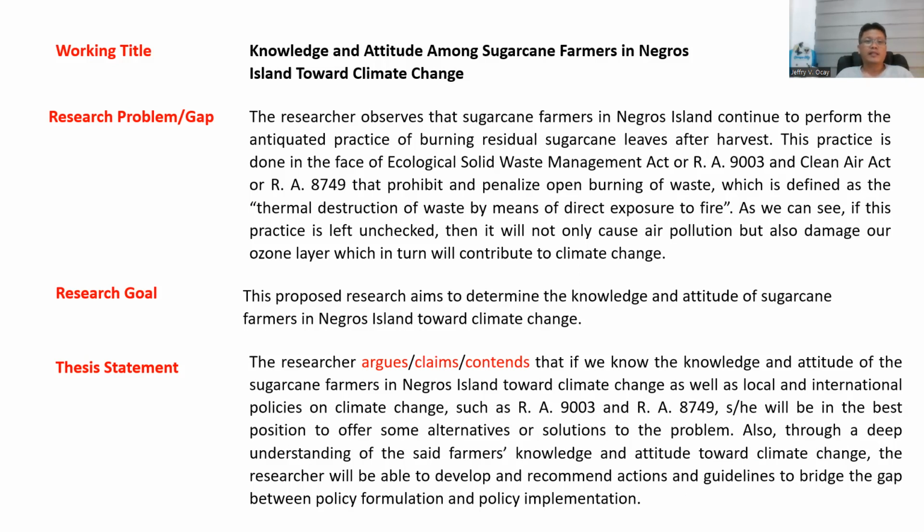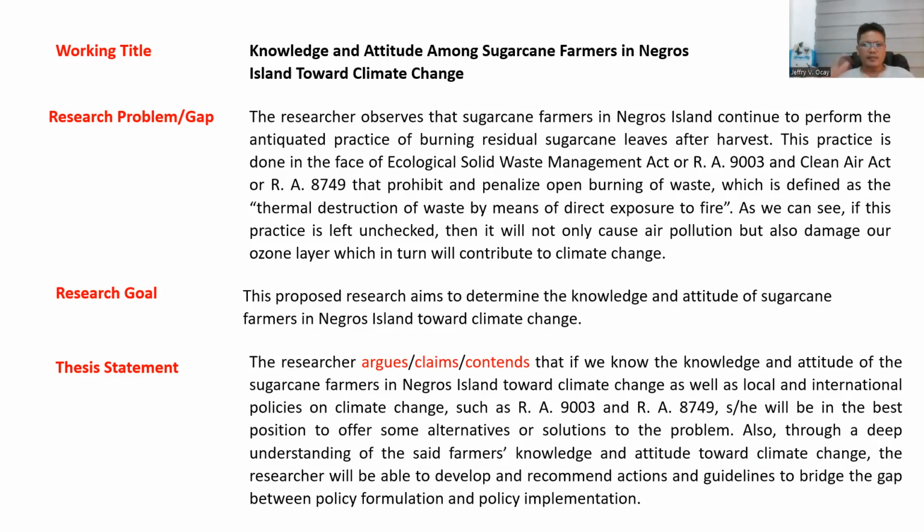Act, or RA 8749, that prohibits and penalizes open burning of waste, which is defined as the thermal destruction of waste by means of direct exposure to fire. As we can see, if this practice is left unchecked, it will not only cause air pollution, but also damage our ozone layer, which in turn will contribute to climate change. Actually, the last sentence is already a thesis statement in itself, but I fully developed that in the section on the thesis statement part. So that is the problem that I wish to address in my research.